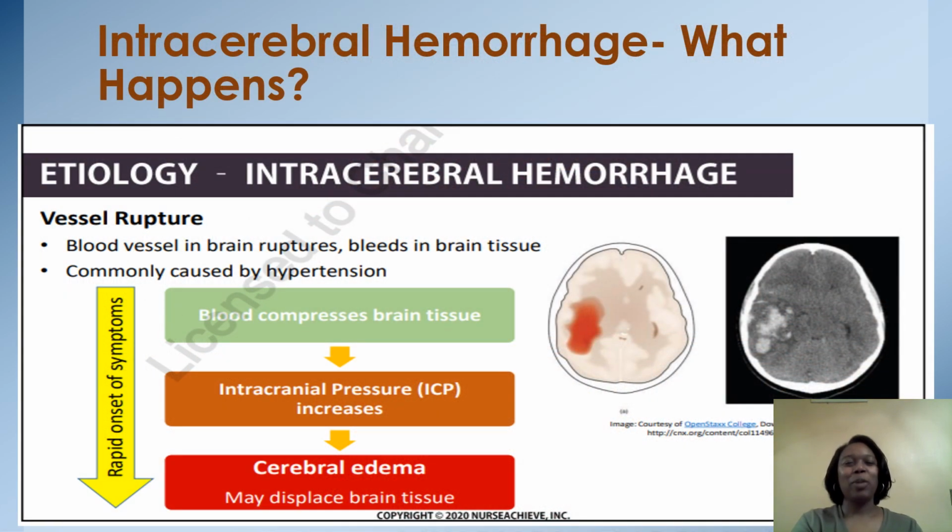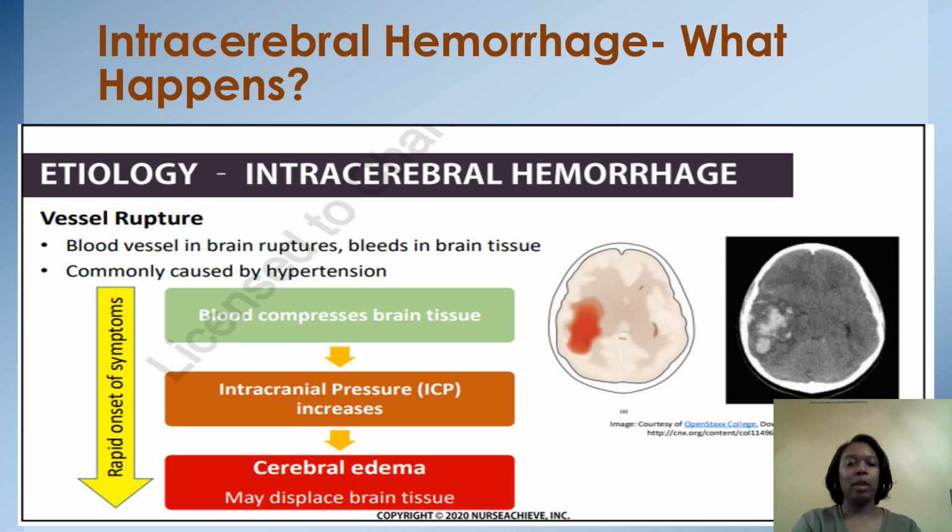So what exactly happens with an intracerebral hemorrhage? A vessel ruptures from a weakened wall, which is called an aneurysm, and this rupture causes bleeding in the brain tissue. An intracerebral hemorrhage is usually caused by hypertension, uncontrolled hypertension. Sometimes the hypertension or the elevated blood pressure causes tiny arteries in the brain to rupture, or it could be a weakened wall, such as an aneurysm that ruptures.